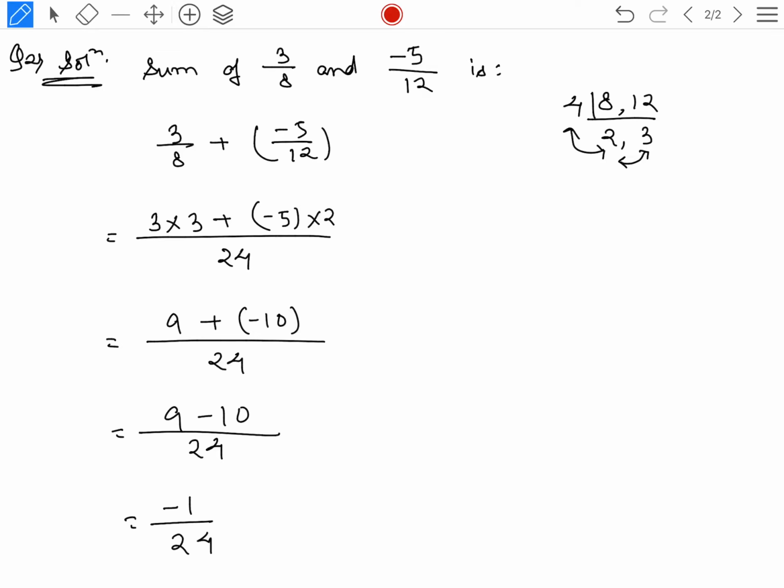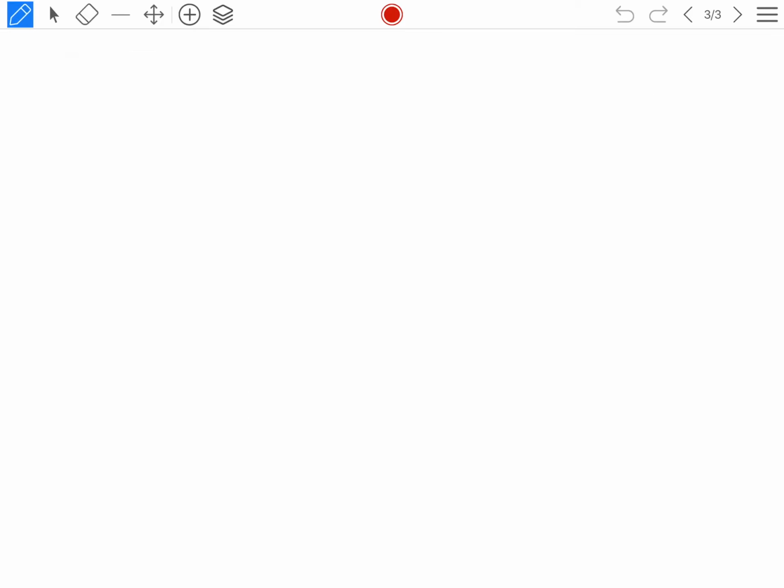So we need to divide this minus 1 by 24 by the reciprocal of that one, whose multiplication is given, yes or no? So we'll write now, we need to find the reciprocal. First you need to solve the multiplication, then only we will be able to find the reciprocal, yes or no? Minus 15 by 8 into 16 by 27.